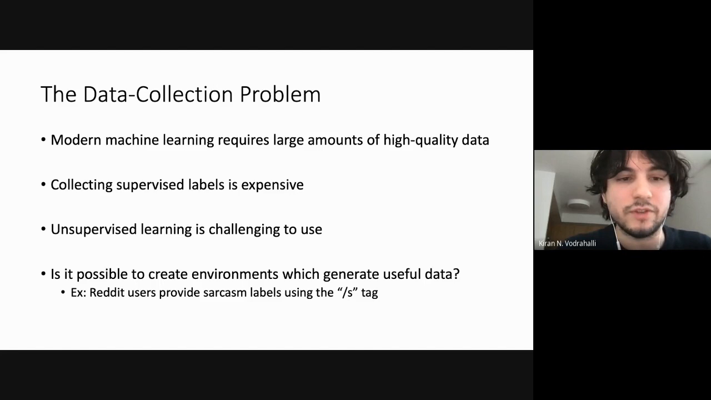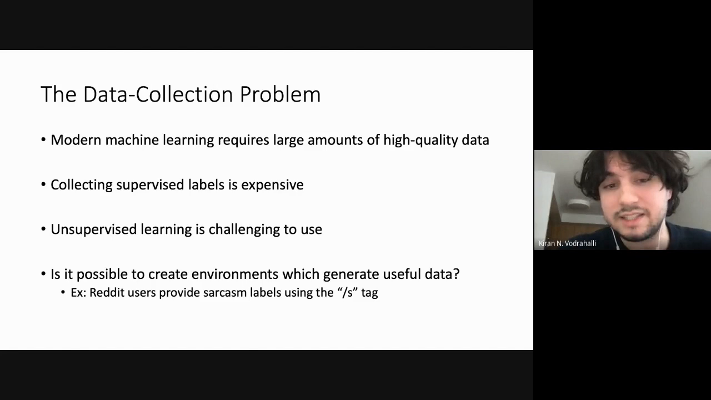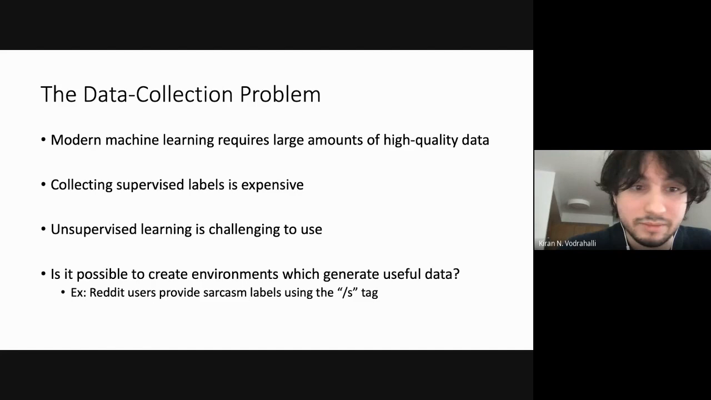One example of what I'm talking about happened in reality, not intentionally per se, but on Reddit, right? People often make sarcastic comments, and they denote these sarcastic comments with a slash s tag. This is implicit sarcasm labeling, so this is useful. Now, Reddit obviously didn't set out to create an environment such that these slash s tags would be created, but nevertheless, maybe this is a far-reaching goal that we might want to support.